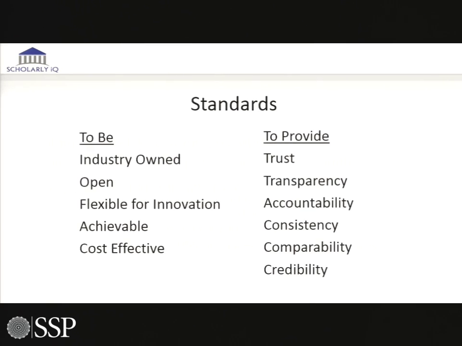So when we look at standards, there's certain things we want them to be. We want them to be industry-owned. So NISO has taken representations from providers, from publishers, and from librarians, kind of an unholy triumvirate, to get together to say, what do we agree these to be? They've got to be open, not owned. They've got to be industry standard. And they've got to be flexible.